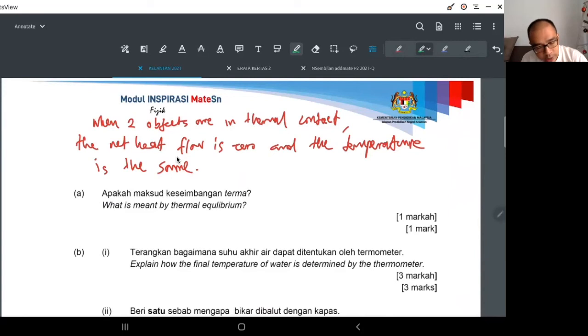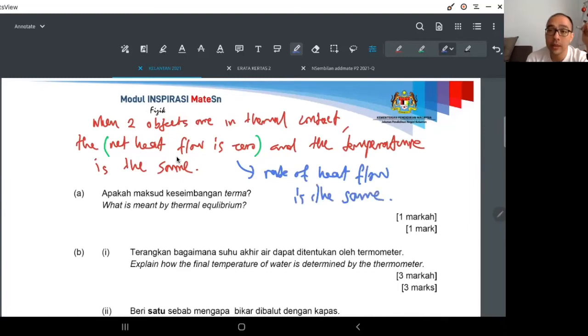Now, some books give this sentence a little differently. It is the same meaning, just a different way of writing: net heat flow is 0, or the rate of heat flow is the same. So remember, if you want to say net, then you say 0. If you want to say rate, you say the same. It is the same thing, just a different way of putting it.